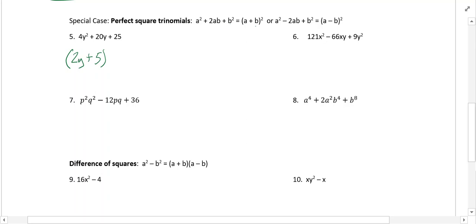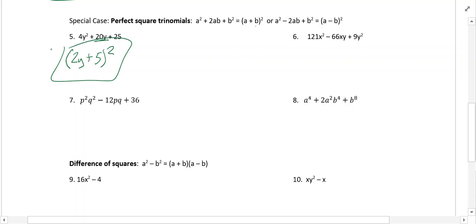If I square the first term, 2y squared, I get 4y squared. If I square the last term, 5 squared does give me 25. If I multiply 2y and 5 together, that gives me 10y. If I multiply that by 2, that would give me 20y, which is what I have here in the middle. So that means this is a perfect square trinomial.